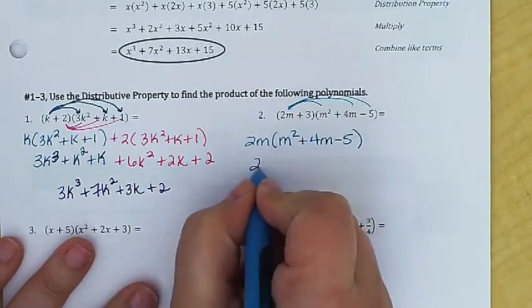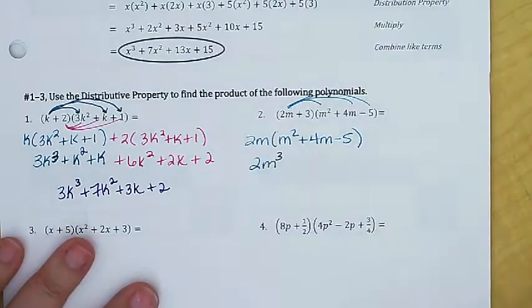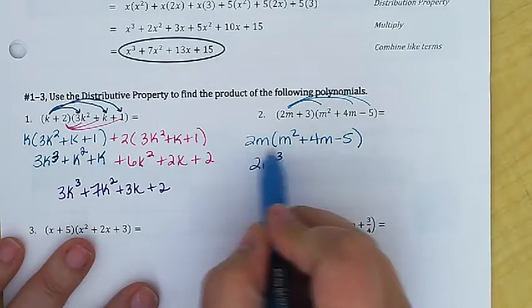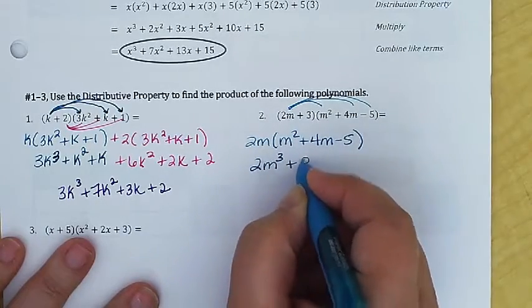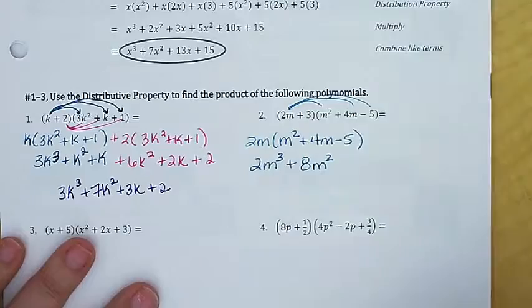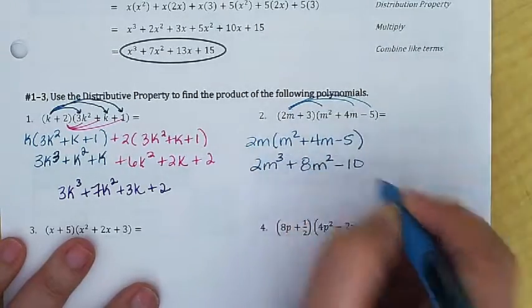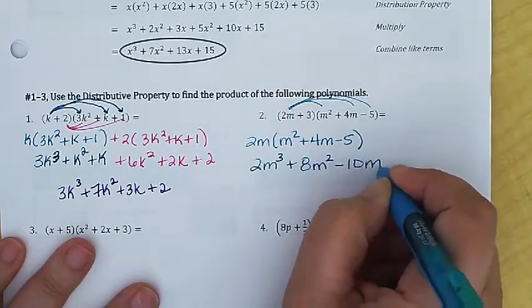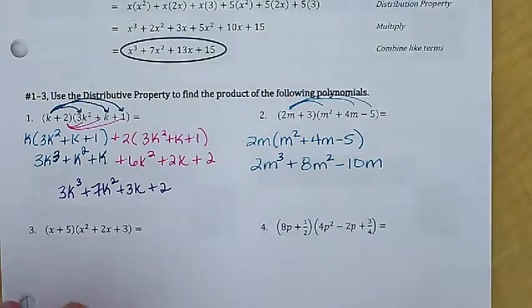So 2 times 1 is still 2, and m times m to the second is m to the third. Okay, and then 2m times 4m, well, 2 times 4 is 8, and m times m is m to the second. And then 2m times a negative 5 is 2 times negative 5 is negative 10, and I still have my m. Okay, so there's my first product. Looking good so far.